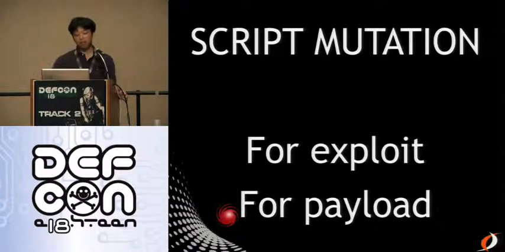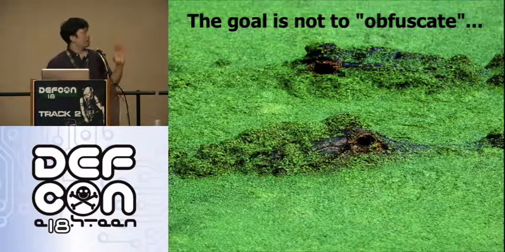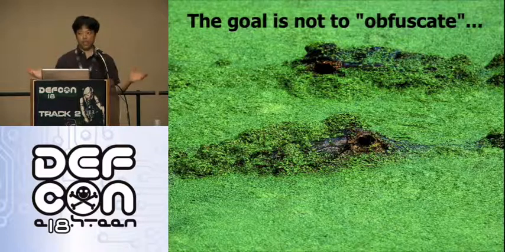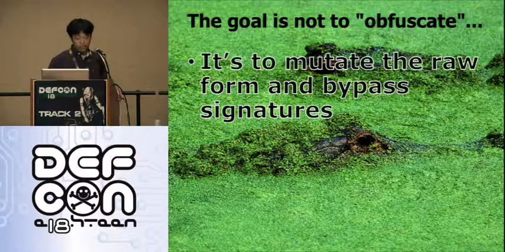The second part, script mutation. This part is for both the exploit and also for the payload. The goal here is not to obfuscate. A lot of JavaScript exploits have been using existing JavaScript packers, but that's very easily picked up by antivirus. So the new ones don't. The goal is not to obfuscate, but it is to mutate the raw form and bypass signatures.